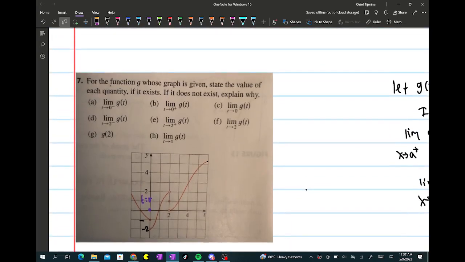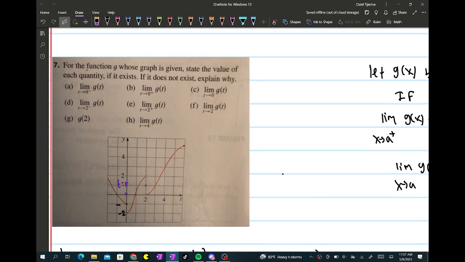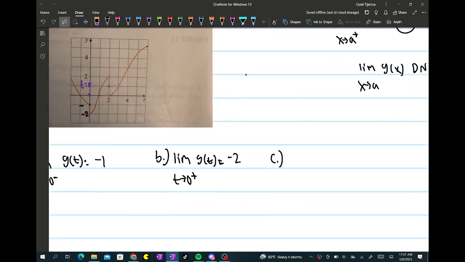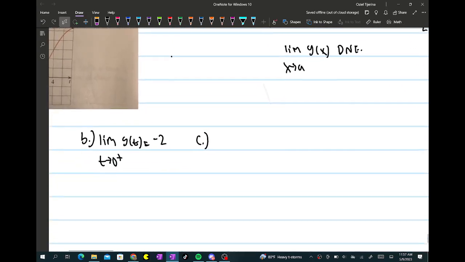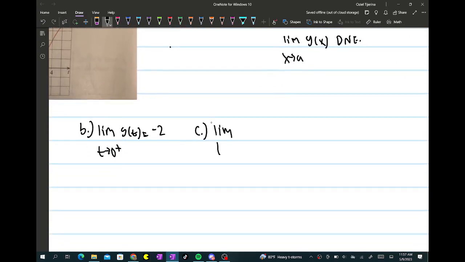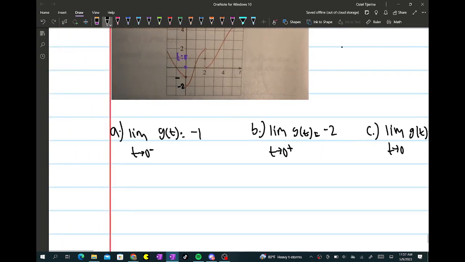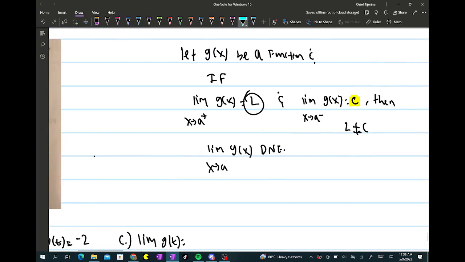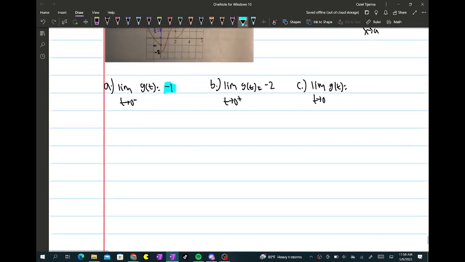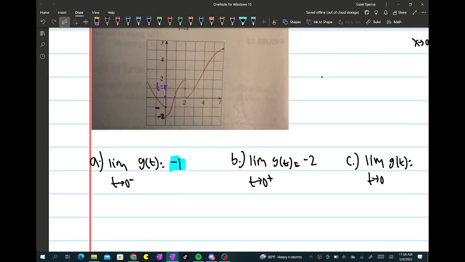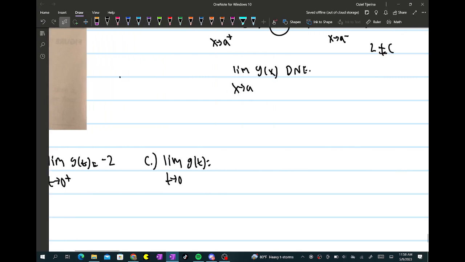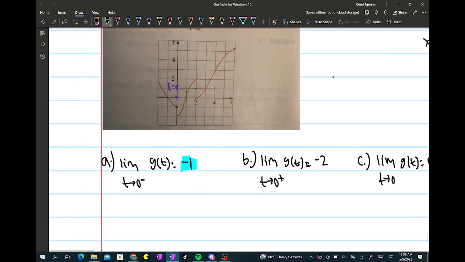So part C says the limit as t approaches 0 from the left, or I'm sorry, as t approaches 0 in general, so the limit as t approaches 0 in general of g of t. And because these two are not equal, just like we're using this definition here, we can clearly say that these two from the left and the right are approaching two different numbers. So we can clearly say that this limit for part C does not exist because they're approaching two different numbers.